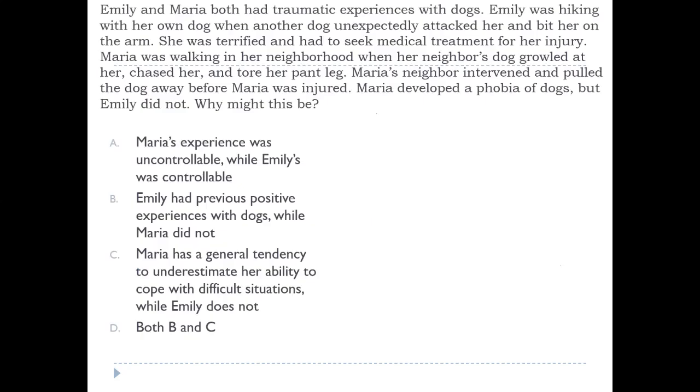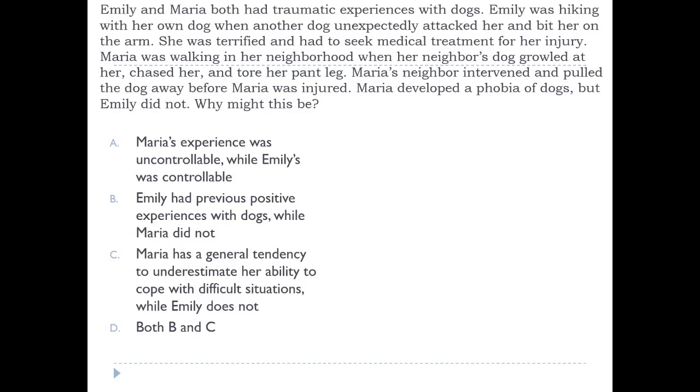Okay, so let's think about this in terms of a case study. Emily and Maria both had traumatic experiences with dogs. Emily was hiking with her own dog when another dog unexpectedly attacked her and bit her on the arm. So she already owned a pet dog, but this other dog attacked her. She was terrified and she had to seek medical treatment for her injury.